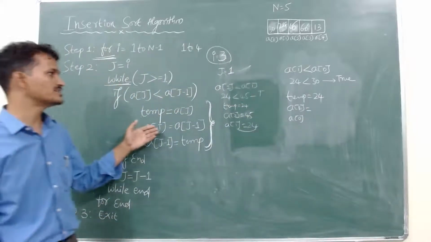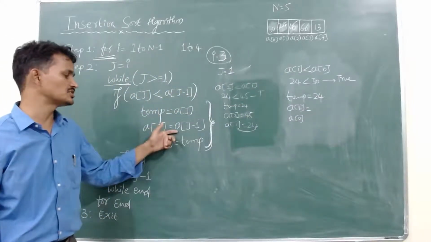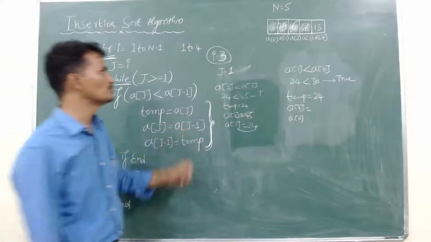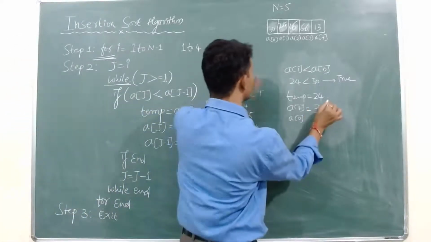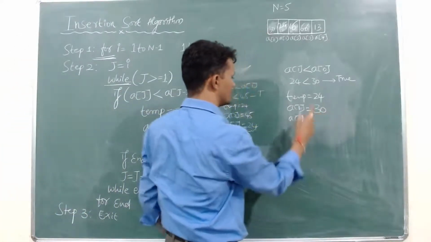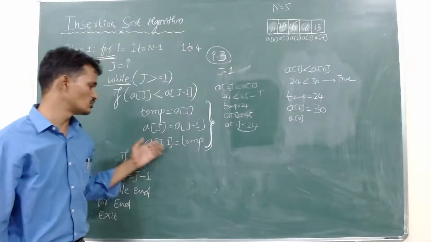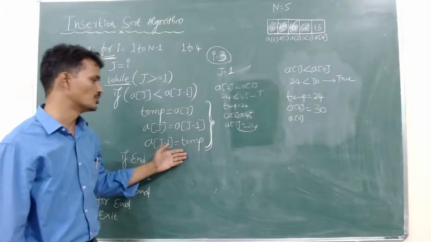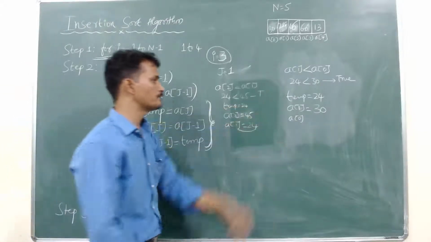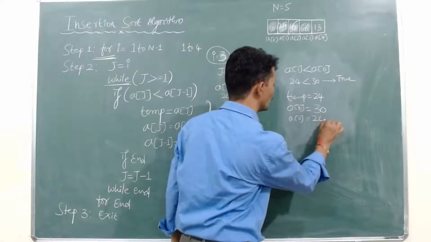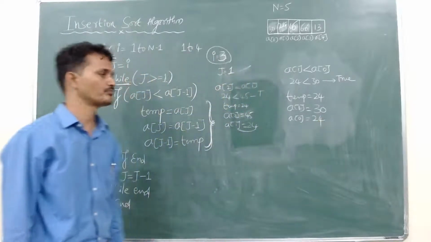Now, a of j means a of 1. A of 1 is equal to a of 0. What is the value stored in a of 0? 30. 30 will be stored in a of 1. Now, next, a of j minus 1: 1 minus 1 is 0. That means a of 0 is equal to temp. What is the value stored in temp? 24. 24 will be stored in a of 0.